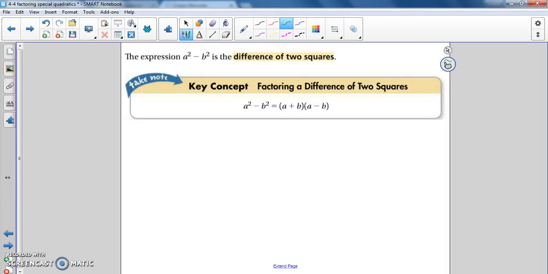We also have a special case of quadratics, which is called the difference of two squares. So the name actually tells us exactly what we're dealing with. We're dealing with two squared terms, or two perfect square terms, being subtracted. And we could factor this by the square root of the first term plus the square root of the second term times the square root of the first term minus the square root of the second term.